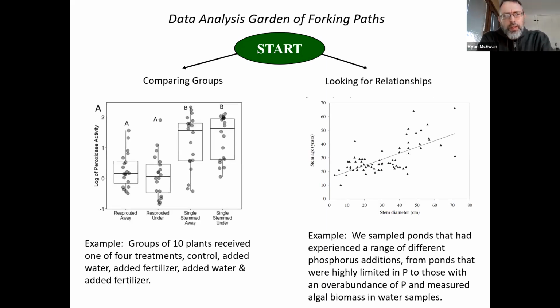So the big fork is, are you comparing groups, like groups of 10 plants that receive different treatments, or are you looking for relationships, like we sampled ponds that have a different range of phosphorus emissions? And we've been spending our time on this comparing groups side from the beginning, which is on purpose on my part, although I should maybe do a little bit more relationship stuff at the very beginning. But anyway, we've been focused on comparing groups. Now we're going to head down this path for the rest of the lectures into looking for relationships.